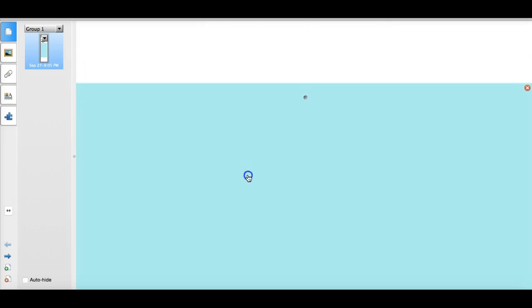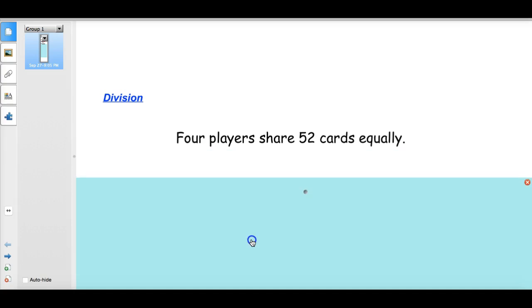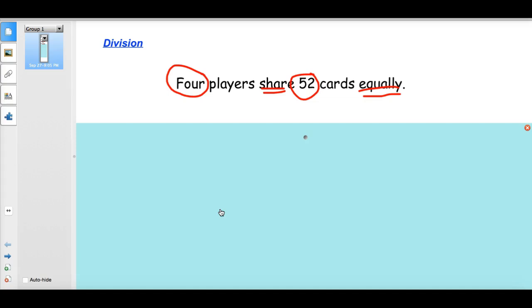Last but not least, we also have division. So here's my word problem. 4 players share 52 cards equally. So if I have 4 players and I have 52 cards and they want to share them, key word right there, equally. If I'm sharing something equally, that means I'm going to be dividing. So again, pay close attention to the wording that's being used.